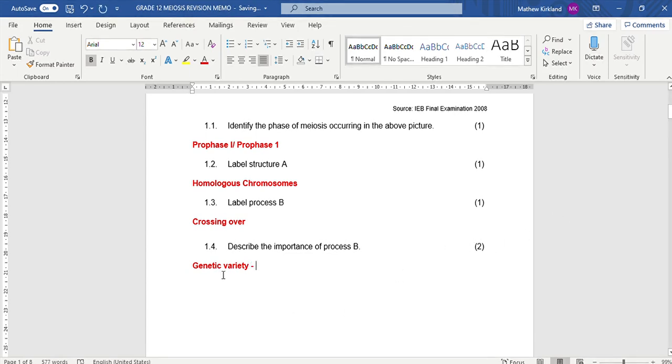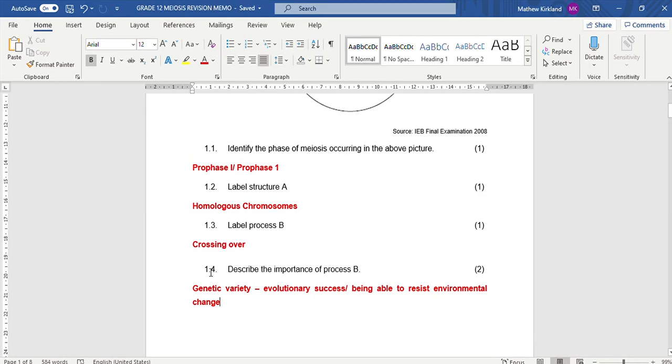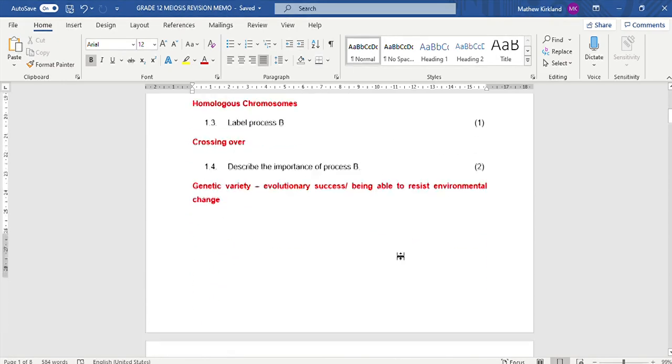Because you see it's for 2 marks. So genetic variety is the 1 mark. Why is that important? You pretty much have to then have some link towards evolutionary success or being able to resist environmental change. Something along those lines. That's what we're looking at for evolutionary success, being able to resist those things. So it was 2 marks: 1 thing, genetic variety, then our link from there. Okay, nice, easy first question.